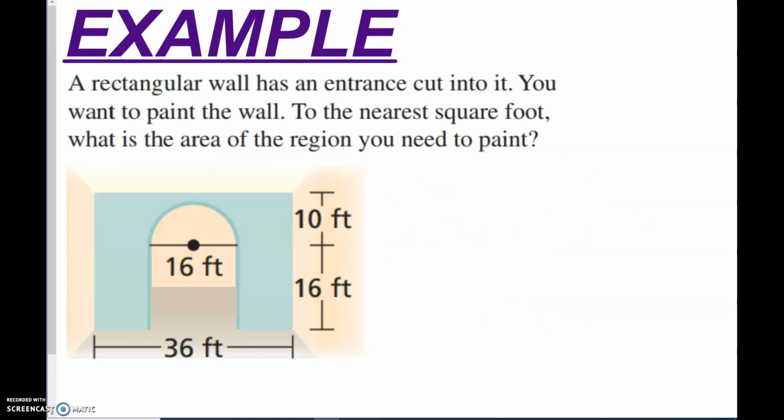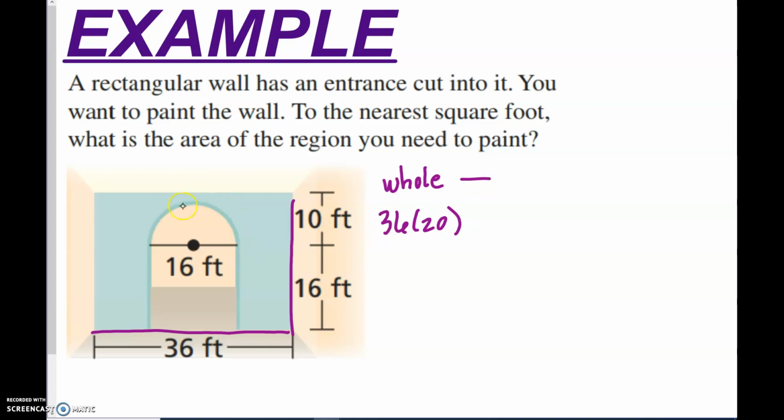All right, a rectangular wall has an entrance cut into it. You want to paint the wall. I think we want to paint that green part to the nearest square foot. What is the area of the region we need to paint? Again, I like to start with the full game plan here. So what I'm going to do is take the whole wall, and the whole wall is going to be this 36 by this, what's that, 26? So 36 times 26. And then I'm going to subtract out.